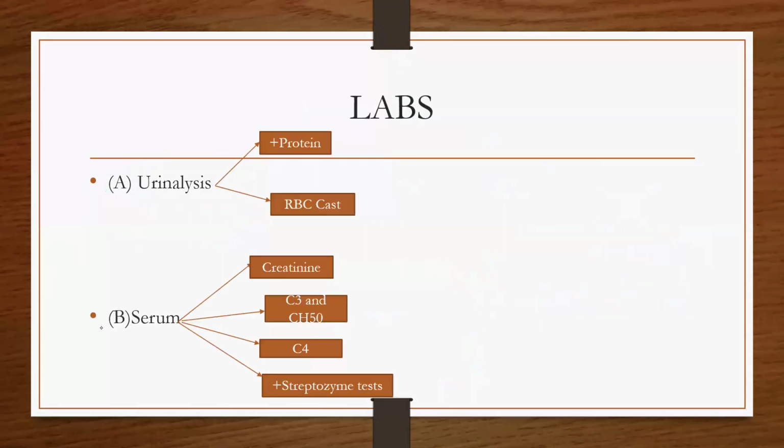So these are the labs of streptococcal glomerulonephritis. In urine analysis, you find protein in the urine, that is proteinuria, and RBC casts in the urine. In serum, what will you find? Increased creatinine, decreased C3 and CH50 complement. In some cases C4 may also decrease, and positive streptozyme test.